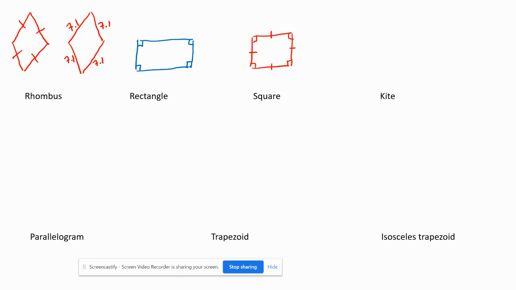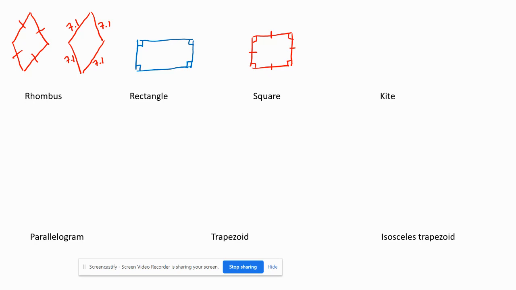So rhombus, all the sides are equal. We don't care about the angles. Rectangle, all the angles are equal, not necessarily the sides, just the angles. Square, it's a combination of a rhombus and a rectangle. So all the angles are equal and all the sides are equal.